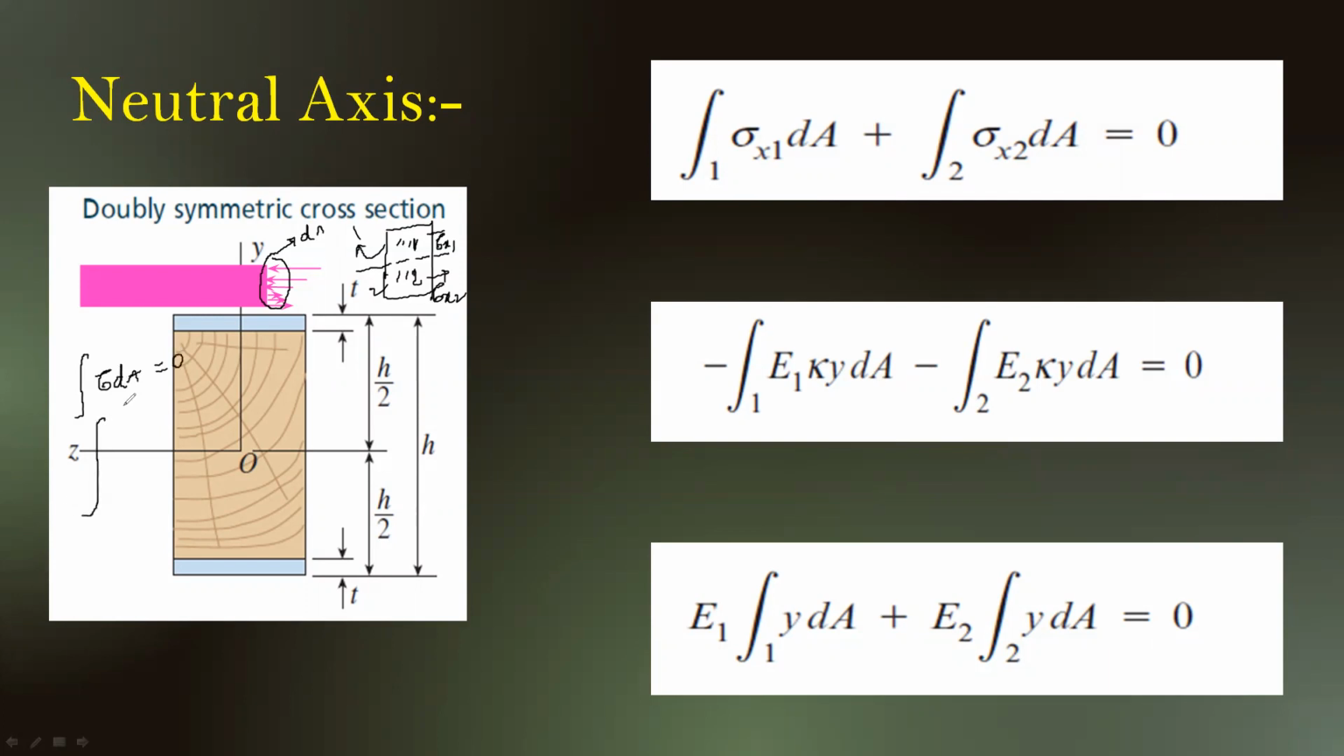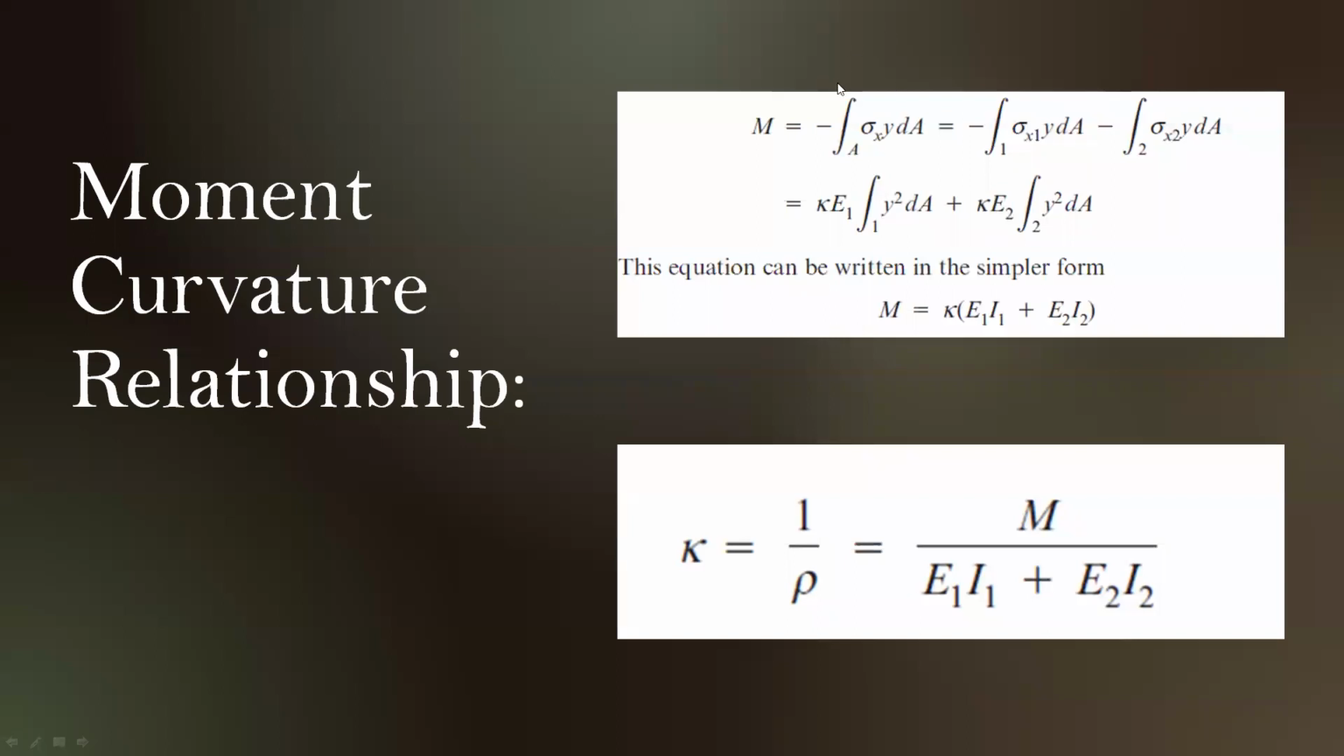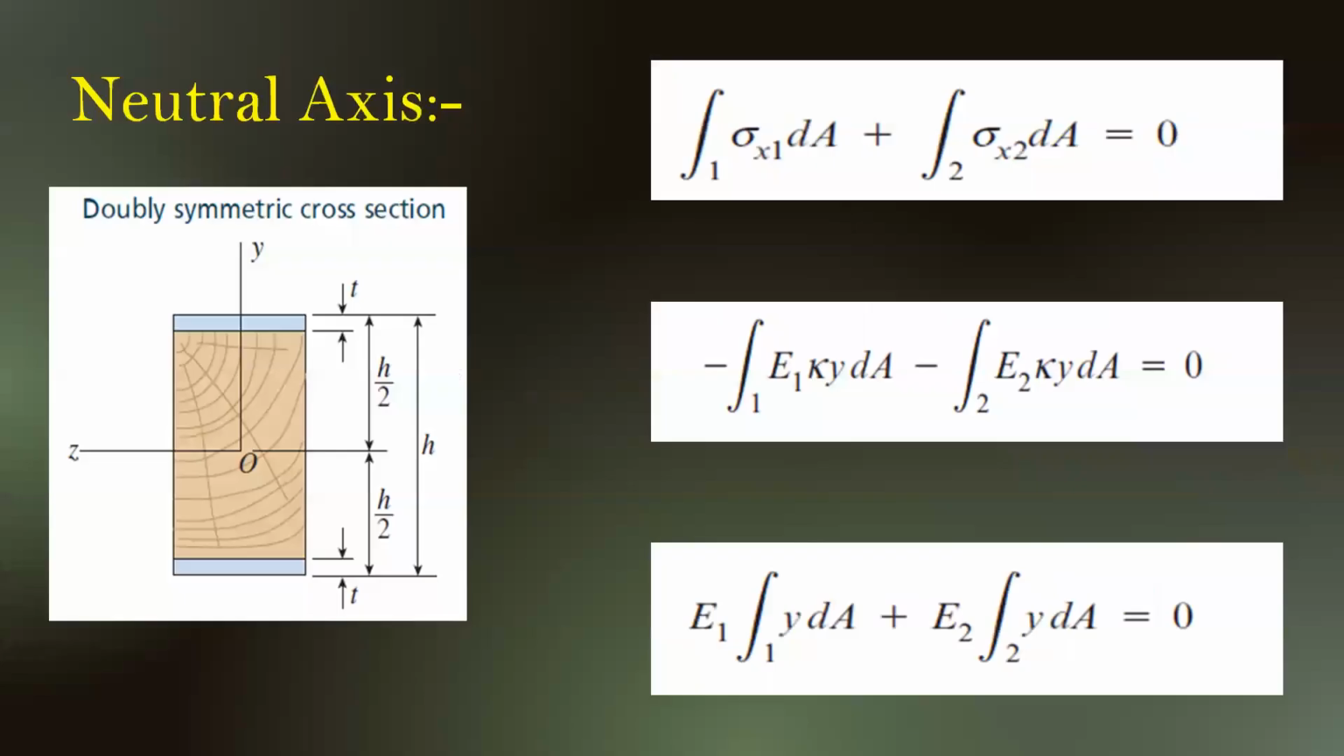But this total force is the combination of two forces: stress sigma x1 in material 1 multiplied by area of material 1, plus stress in material 2 multiplied by area element of material 2. This has to be equal to 0. Apply the formula. We get E1 y dA plus E2 y dA has to be equal to 0. If we further process this equation, we can further write this.